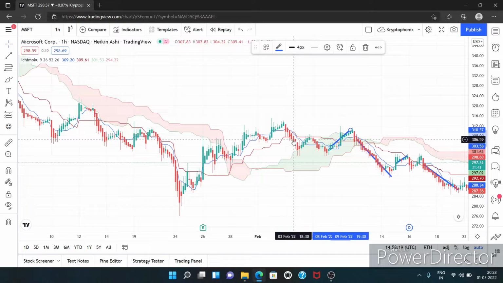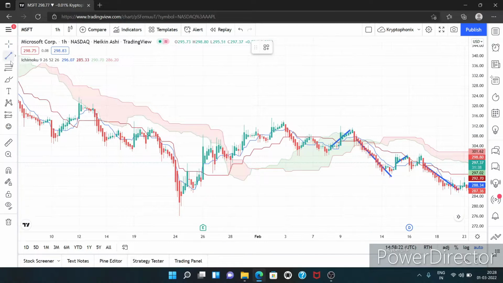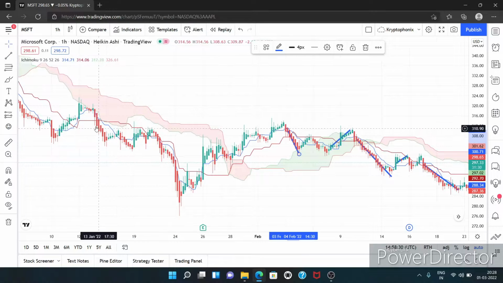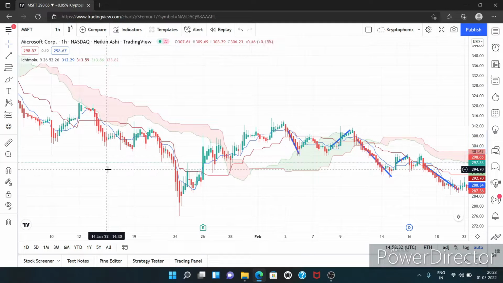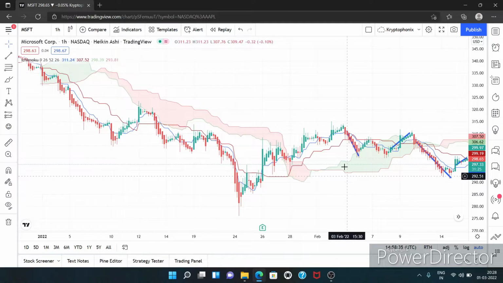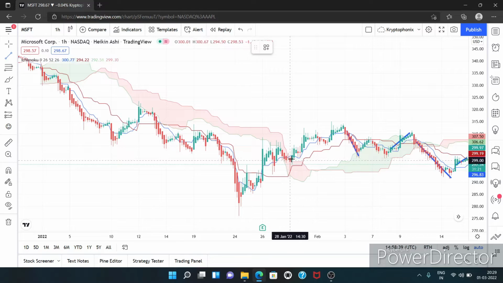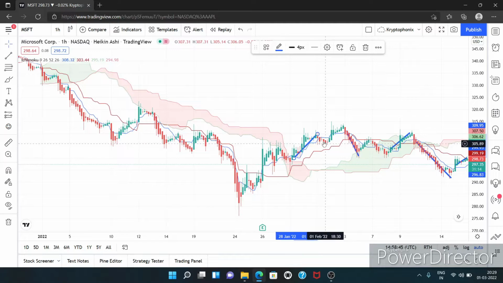Right at this point in front of us, a red candle closing below the blue line, signal to sell. If we look over here, this candle giving a close above the blue line, result up move. This candle giving a close below the blue line.